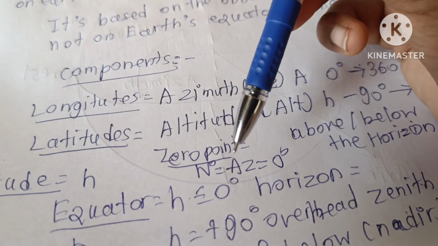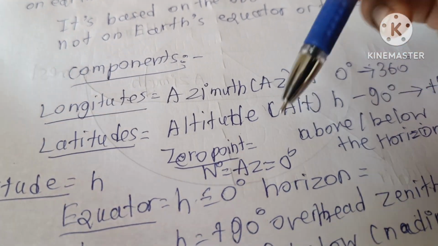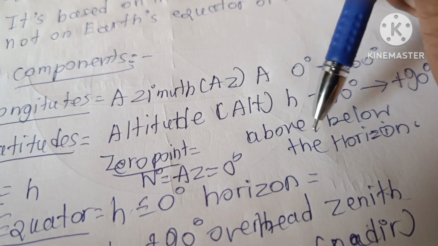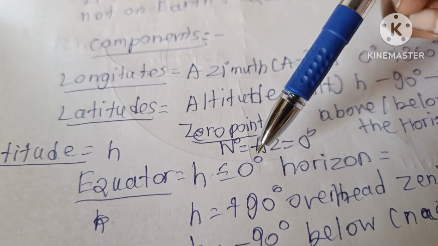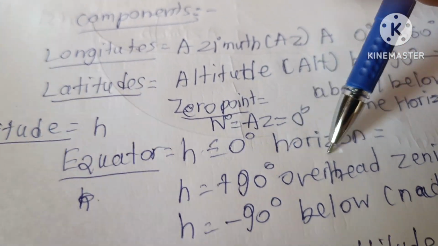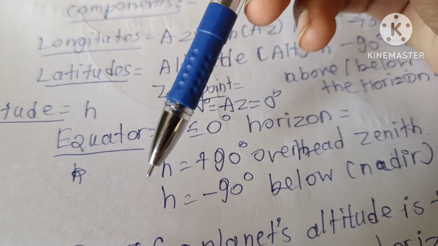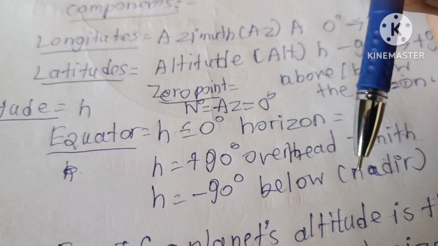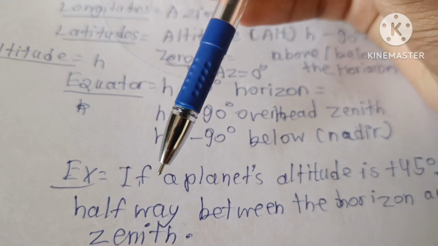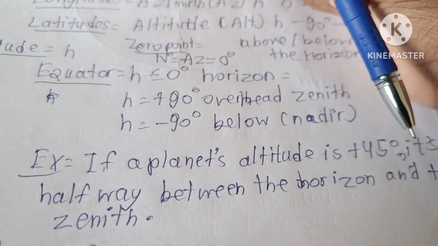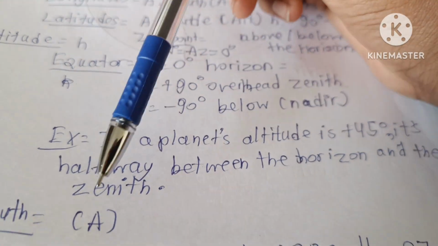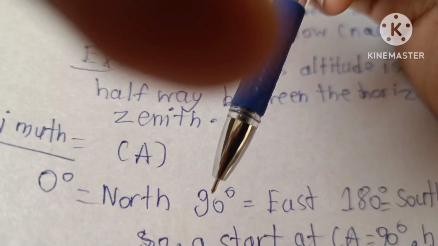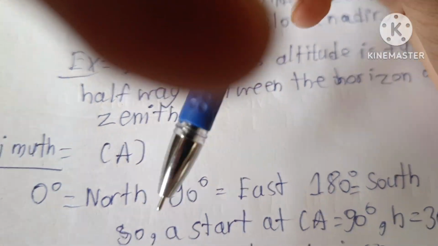The zero point is azimuth 0 degrees. Altitude H is above or below the horizon: H equals 0 degrees is the horizon, H plus 90 degrees is the zenith overhead, and H minus 90 degrees is the nadir below. For example, if a planet's altitude is plus 45 degrees, it is halfway between the horizon and the zenith. Azimuth A is 0 degrees north, 90 degrees east, 180 degrees south.